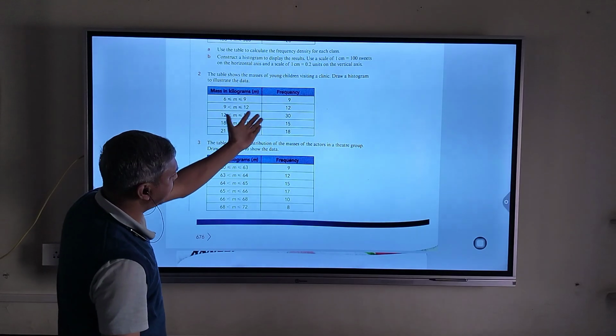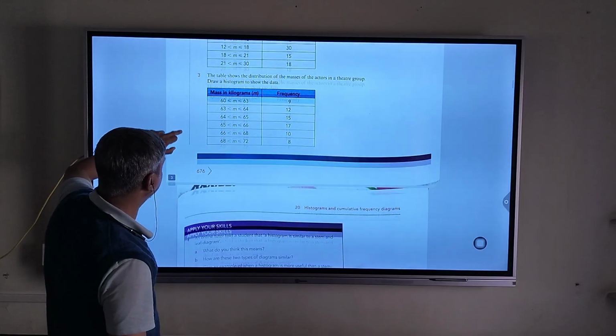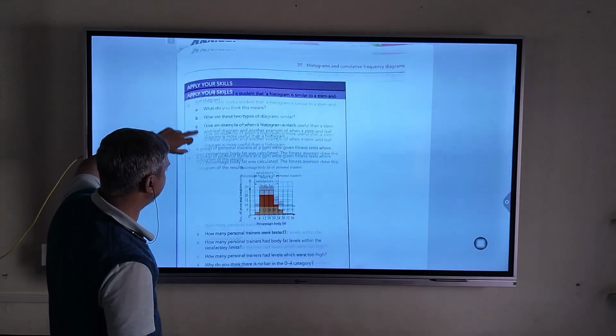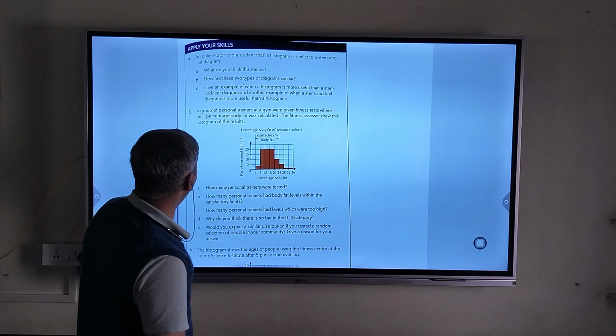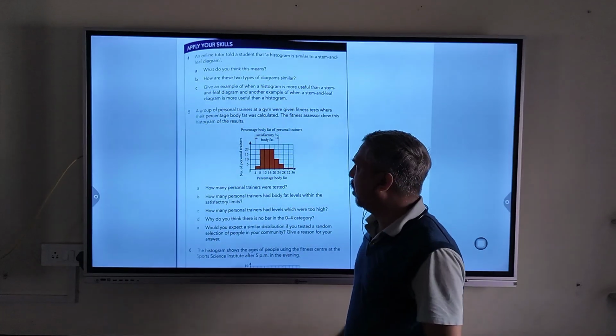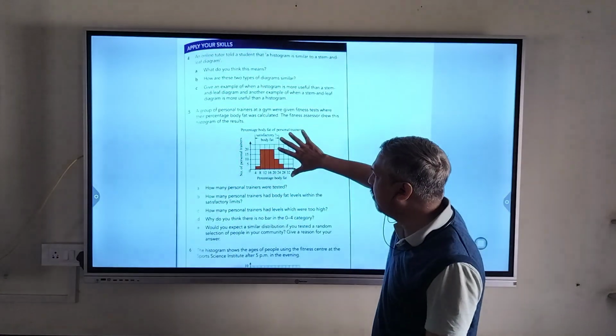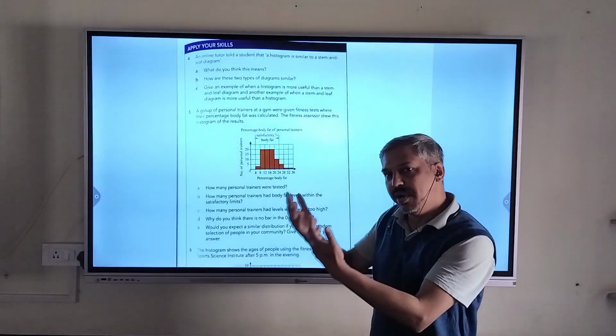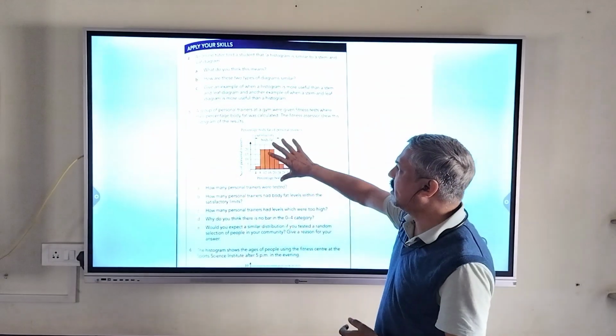Mass in kilogram and frequency. It's just the same thing again and again. Now this question we will do because it is about interpretation of the histogram. We are not asked to draw the histogram. The histogram is given, and we are asked to find out the meaning of it. Let's make sense out of it.